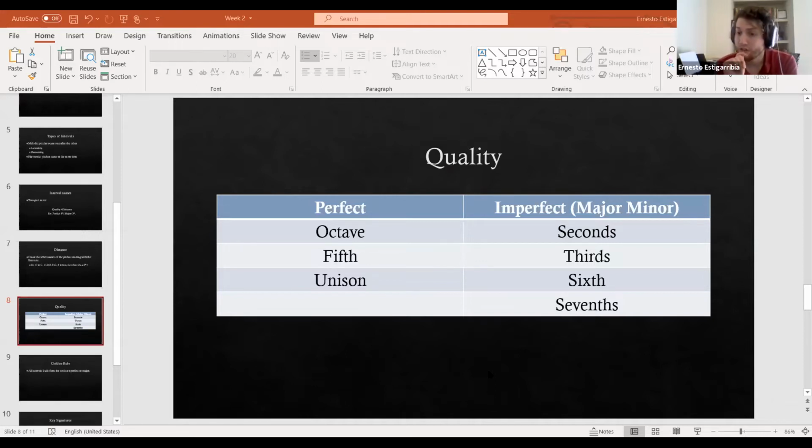Any questions? Will you decipher this? This is really tricky and it's really confusing. So if you have questions, please let me know.